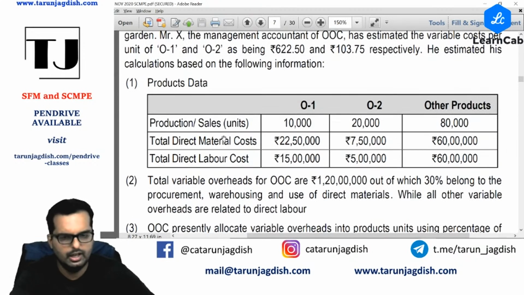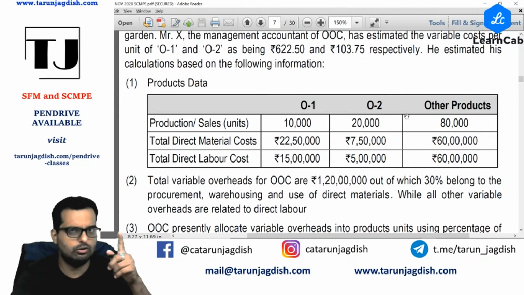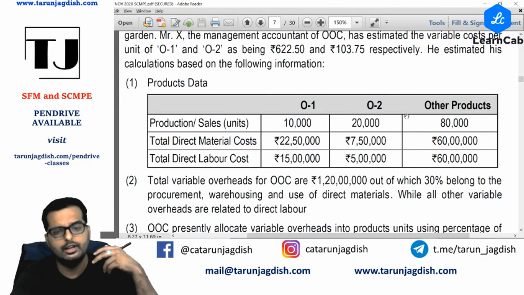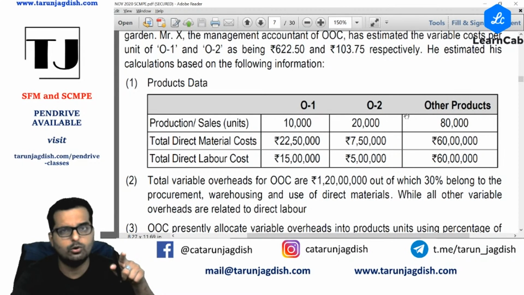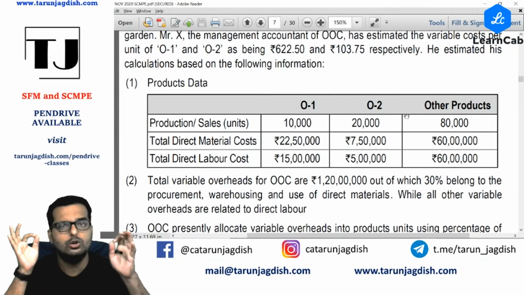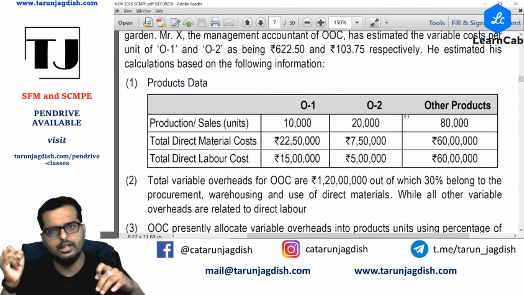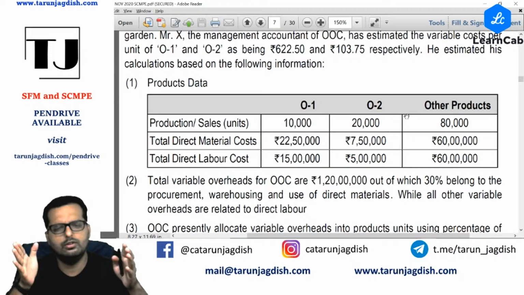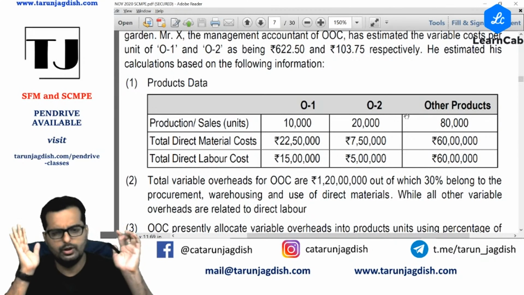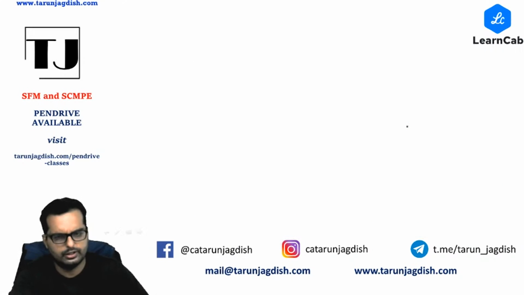Now they have given some more details. Okay, they have given the total material cost, they have given the total labor cost, they have given the number of units also. Ideally from this, can I find out the material cost per unit? Can I also find out the labor cost per unit? And we know the total variable cost per unit. Ideally, total variable cost should be material cost plus labor cost plus some other variable overhead. Am I right?